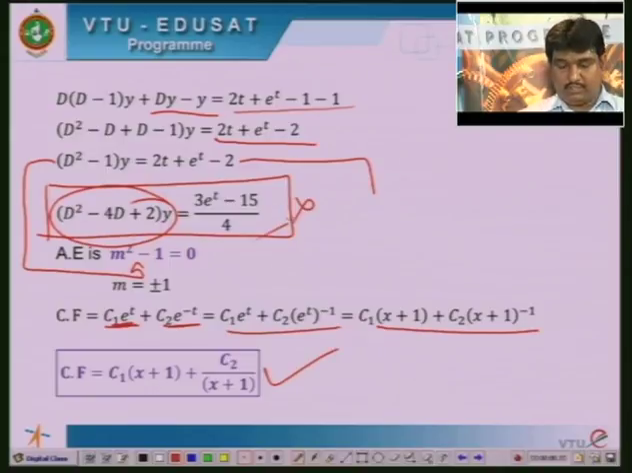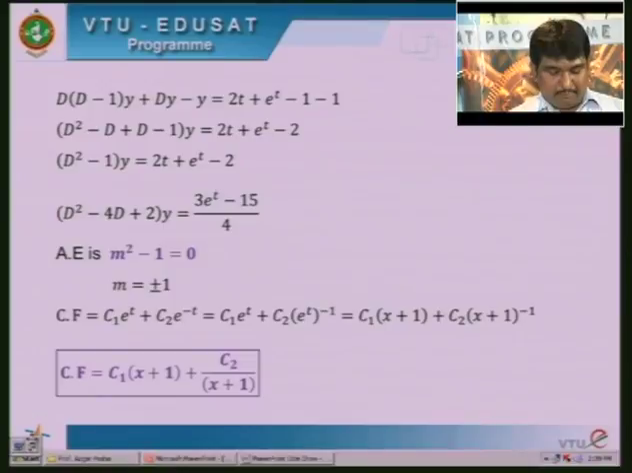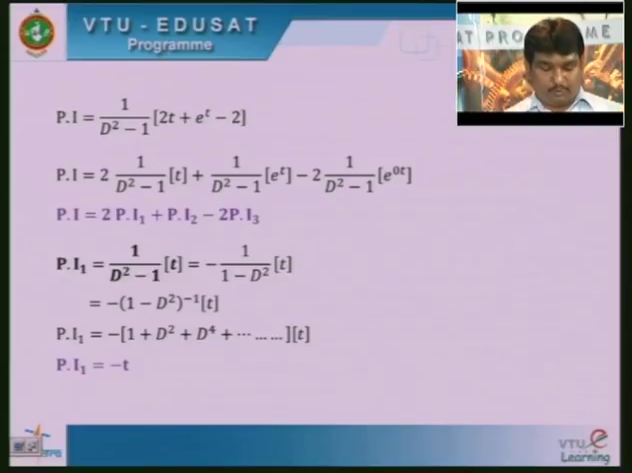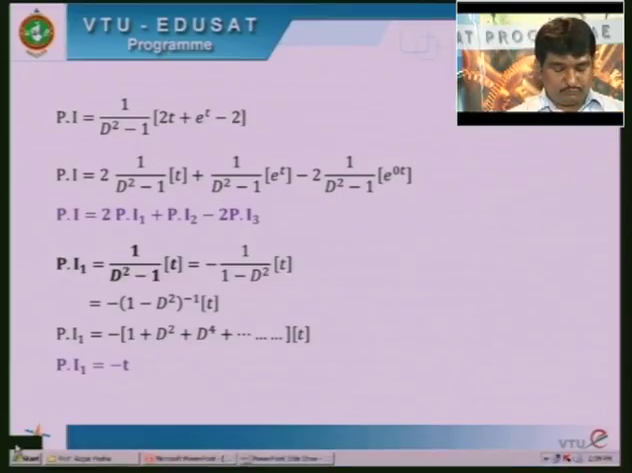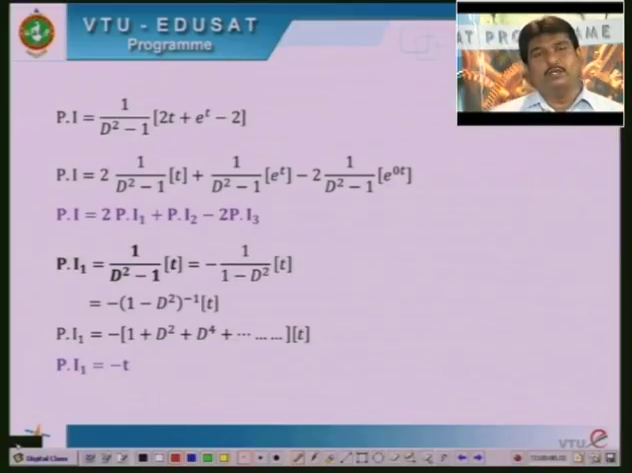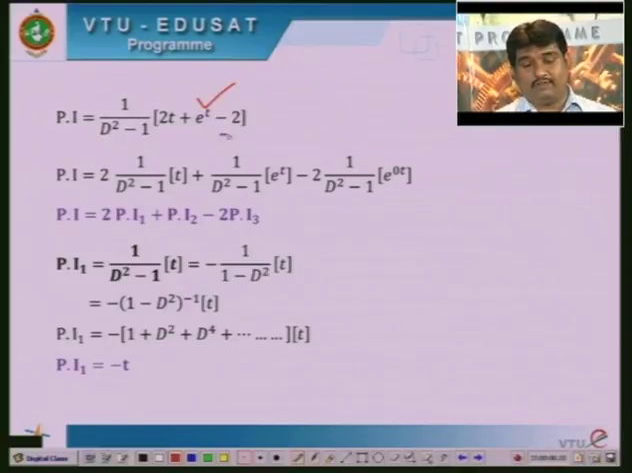So this is not part of this question. D square minus 4d plus y equals 3 to the power of t minus 15 by 4, so you omit this line. Done. Now PI is 1 by D square minus 1 of 2t plus e to the power of t minus 2. There are three terms here: 2t, which is a polynomial; e to the power of t, e to the power of ax plus b form; and minus 2, which is a constant.